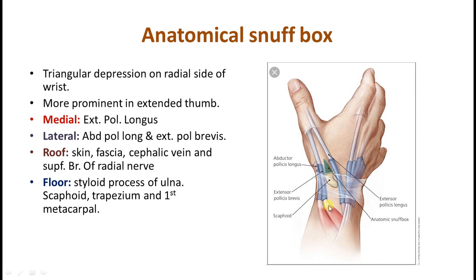The roof is formed by skin, superficial fascia, and the cephalic vein running on the roof, and also the superficial branch of the radial nerve. The superficial branch supplies the cutaneous innervation for the dorsum of the hand. The floor is mainly formed by the styloid process of the ulna. Okay, it is the styloid process of the radius, not the ulna, and the scaphoid, trapezium and the first metacarpal. So the scaphoid, trapezium, first metacarpal and styloid process of the radius all form the floor of the anatomical snuff box.